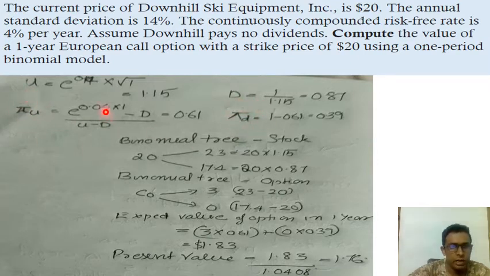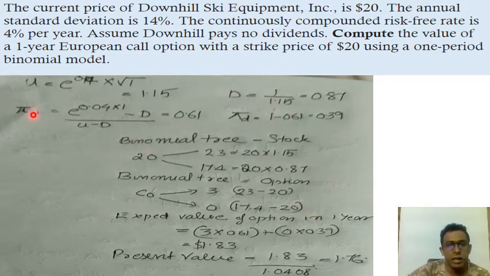We will have to calculate the probability of upstate and the probability of downstate. The probability of upstate has the formula e raised to rt minus d, divided by u minus d, and for downstate the probability is calculated by 1 minus the upstate probability. So putting in the equation, e raised to 0.04, which is the risk-free rate, into 1, which is the time period, minus d, which is 0.87, divided by u, which is 1.15, minus d, which is 0.87, gives 0.61, and the probability of downstate will be 0.39.